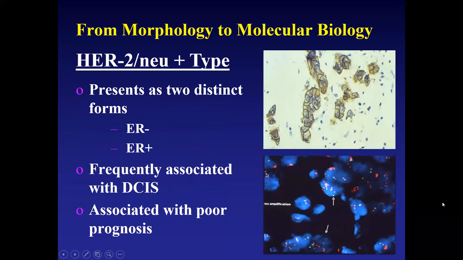Then we have the HER2 positive type, which you can see by immunohistochemistry and by fluorescent technology. This tumor can present as two distinct forms, ER negative and ER positive, and is frequently associated with ductal carcinoma in situ, and they are associated with poor prognosis.